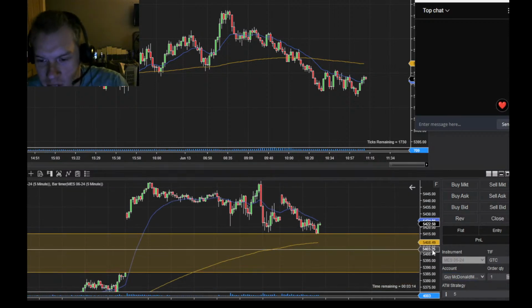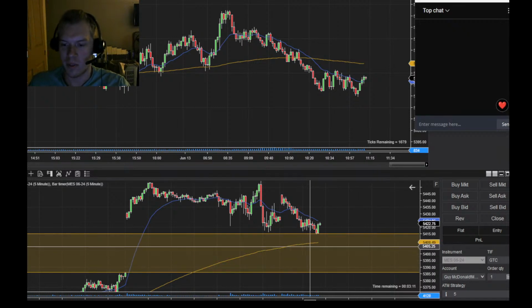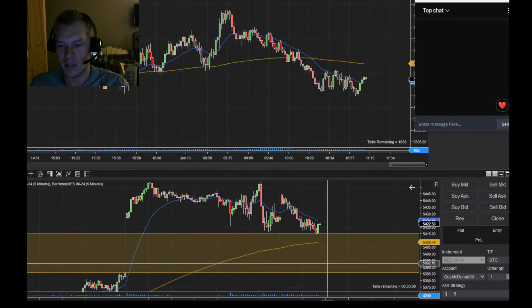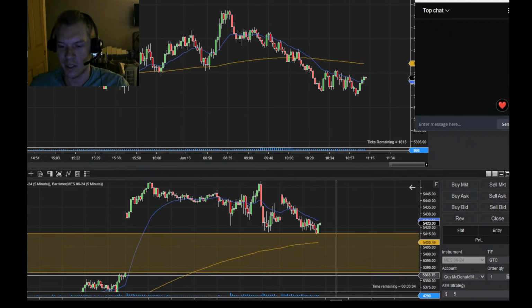Now, anytime the market's starting to get bearish and I have this gap below, I'm going to assume the market's going to want to try to close this gap. So I'm going to leave this on, and this will be a strong magnet until it is closed.